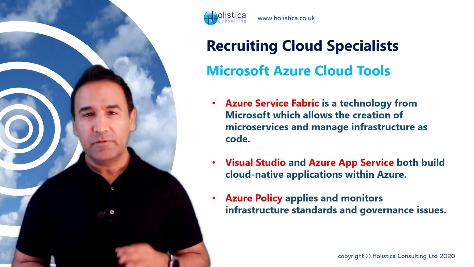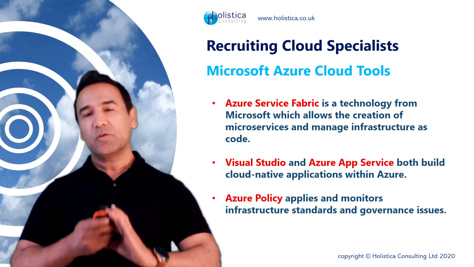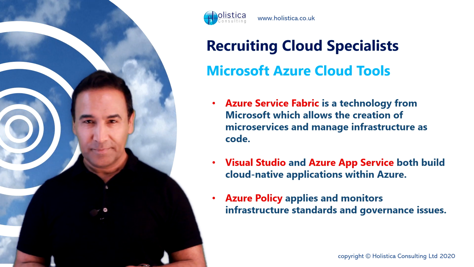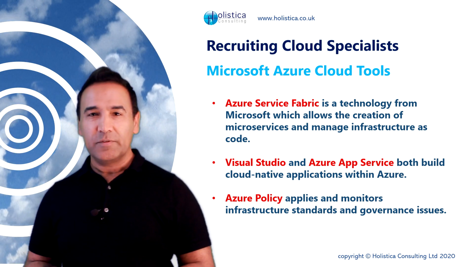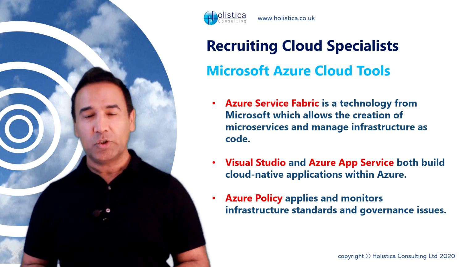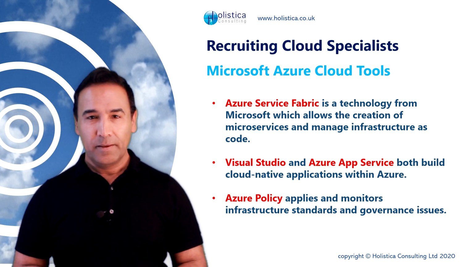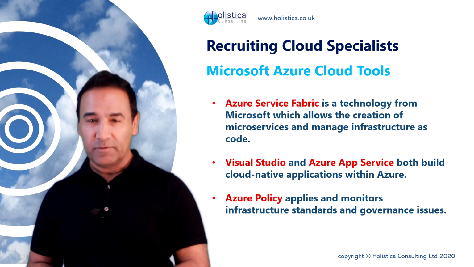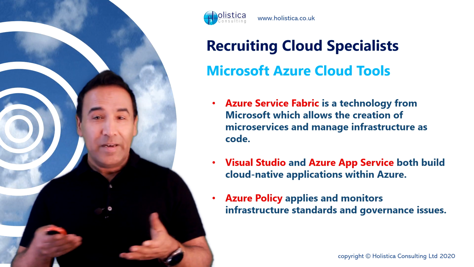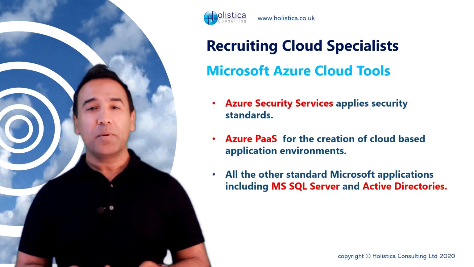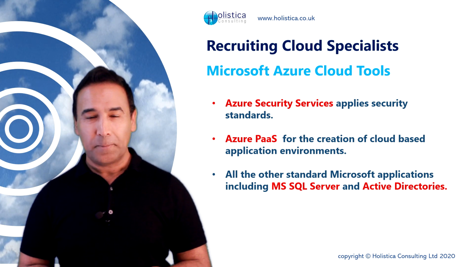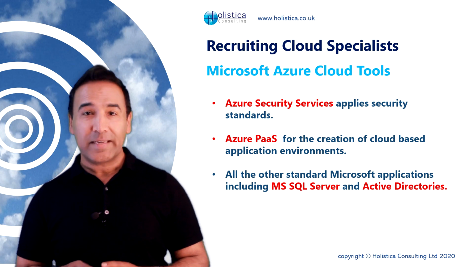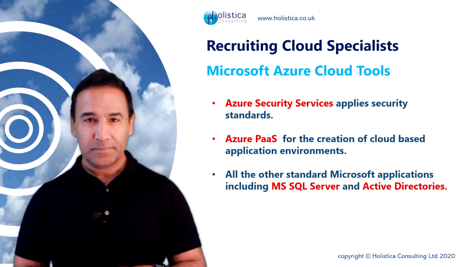There's a thing called Azure Service Fabric, and this is a technology from Microsoft which allows the creation of microservices and manages infrastructure as code. Visual Studio and Azure App Services both build cloud-native applications within Azure. Azure Policy applies and monitors infrastructure standards and governance. These are very literal. Azure Security Services applies security standards within your application. And PaaS within Azure allows you to create all those cloud-based applications that you need for that environment.